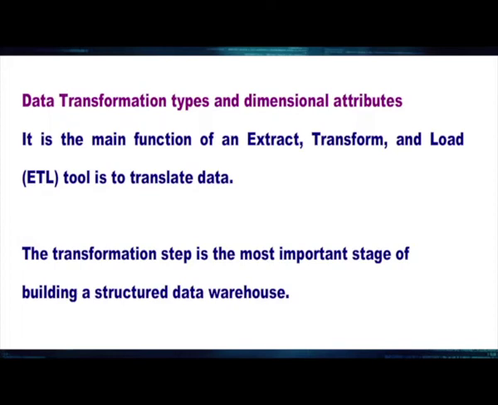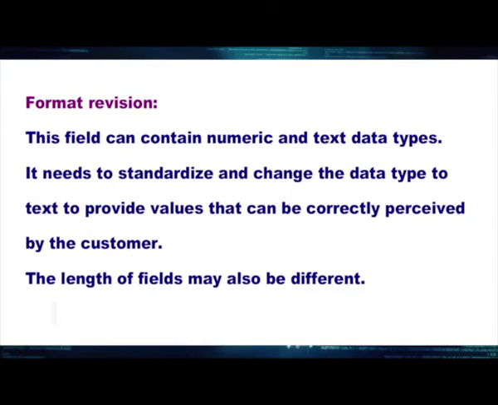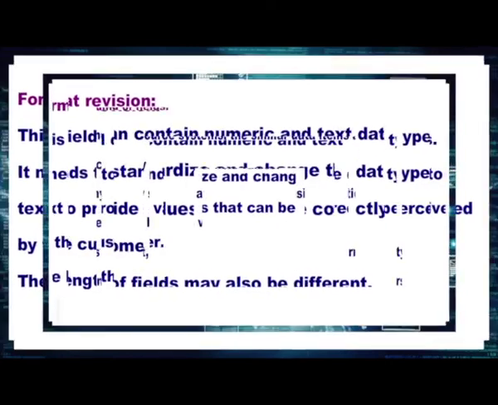Data transformation types and dimensional attributes. The main function of an extract, transform and load tool, simply known as ETL, is to translate the data. The transformation step is the most important stage of building a structured data warehouse. The major transformation types are: first one, format revision. This field can contain numeric and text data types. It needs to standardize and change the data type to text to provide values that can be correctly perceived by the customer. The length of the fields may also be different.